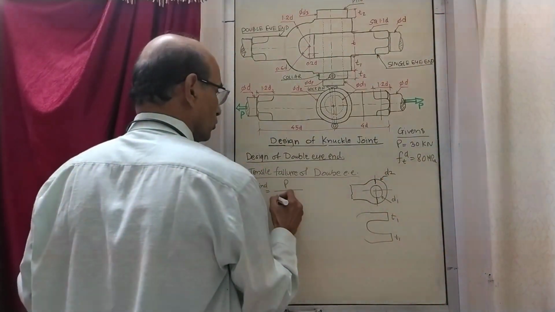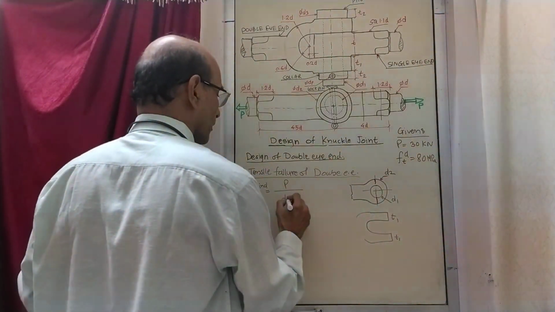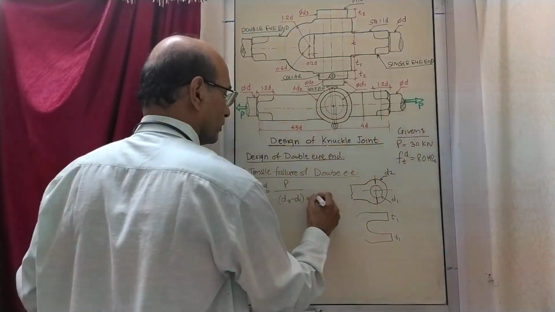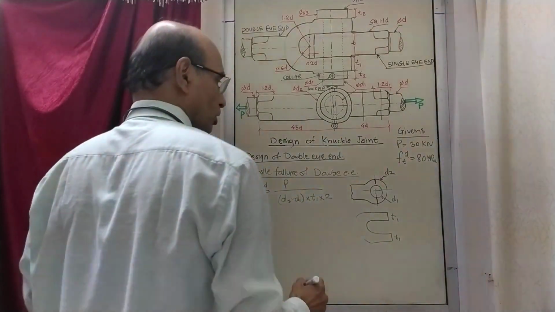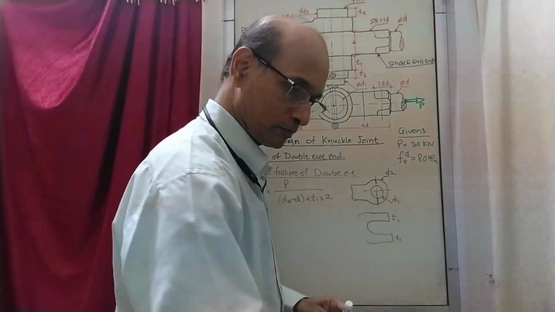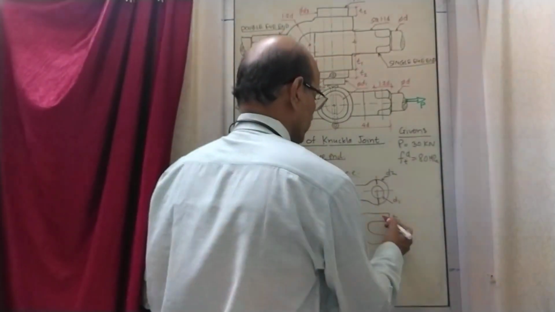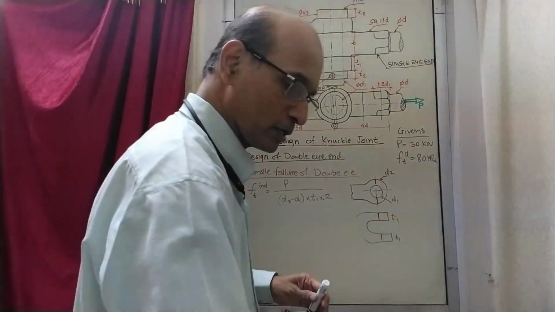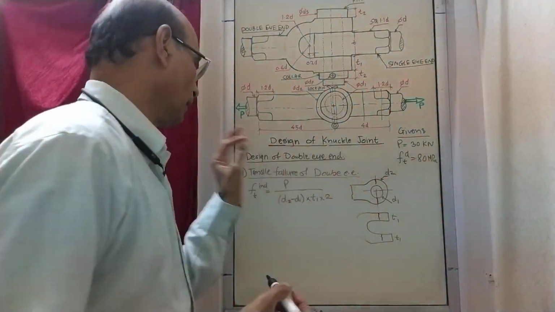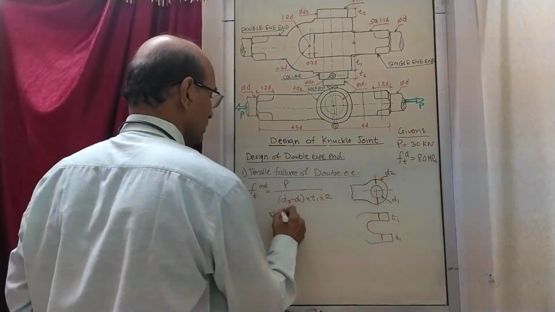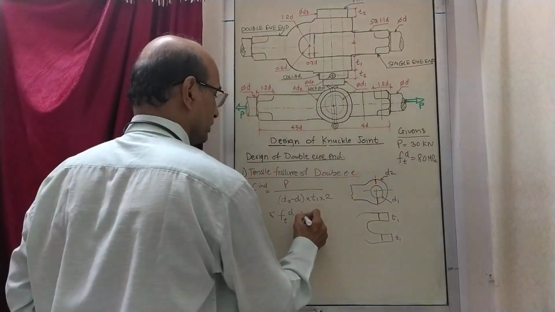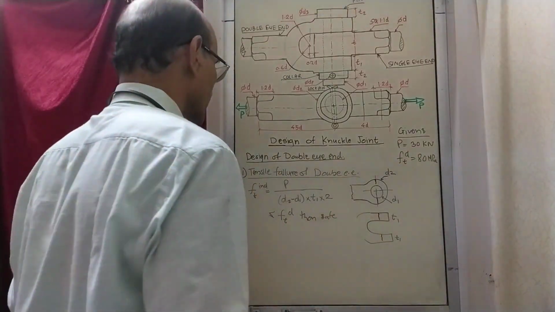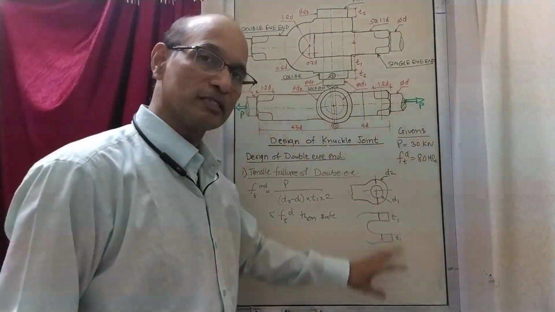Now how much is this area? It will be D2 minus D1 into T1 into 2, because it is twice here as well as here. D2 minus D1 into T1 into 2, and if this is the stress induced which is less than design, then it is safe. So after you check, if it is less, it is safe.